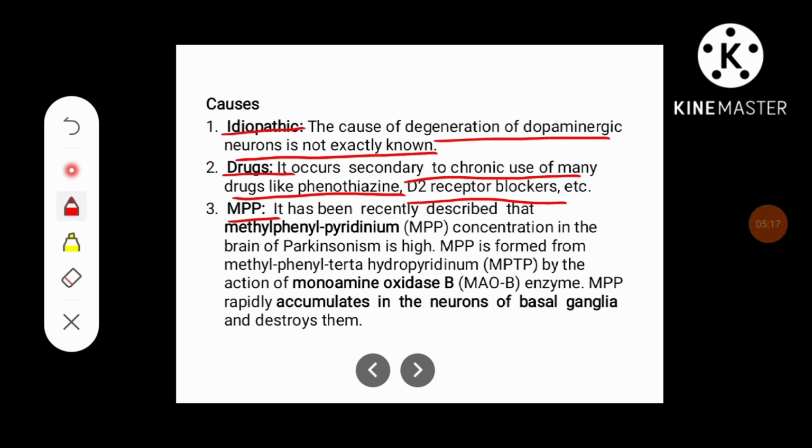MPP, so it has been recently described that the methylphenylpyridinium concentration in the brain of Parkinsonism is high. The MPP is formed from the methylphenyltetrahydropyridine, that is MPTP, by action of monoamine oxidase B enzyme. MPP rapidly accumulates in the neurons of basal ganglia and destroys them.